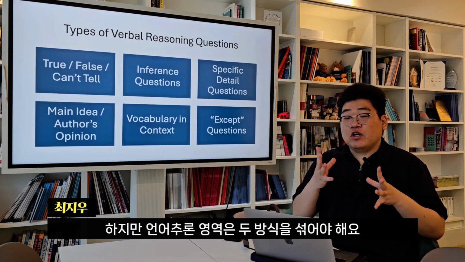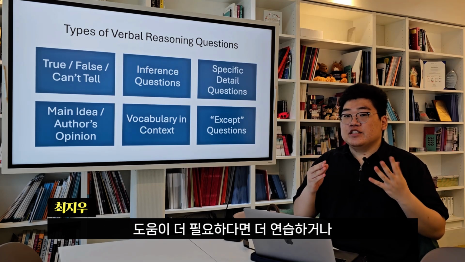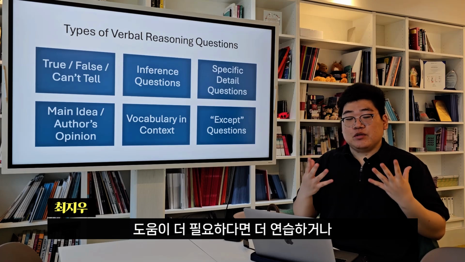But approaching the verbal reasoning section requires a mix of both approaches. And if you need more guidance, then as always, practice more or reach out to someone you can get guidance from.